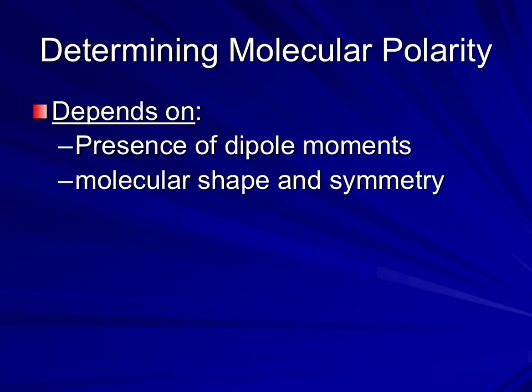So, to determine your polarity, first off, there has to actually be polar bonds, right? And then you have to check for symmetry. I know this sounds repetitive, but it's a really important thing that you go through those two steps. Determine if you have polar bonds, check for symmetry.